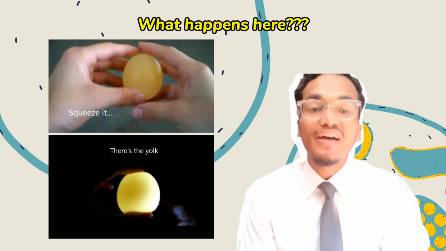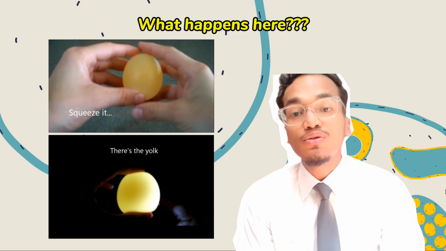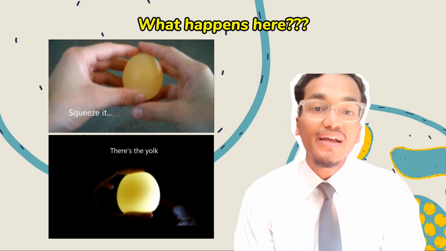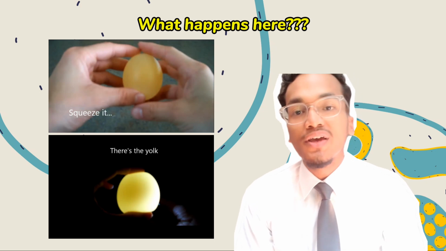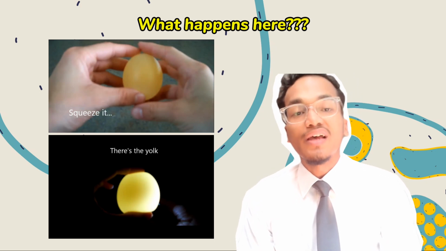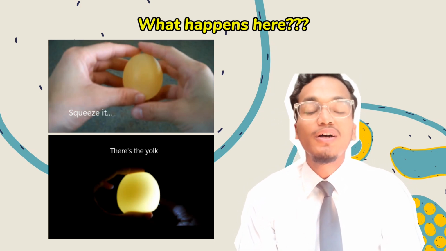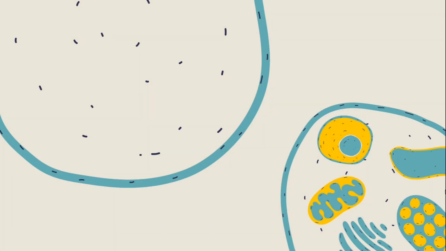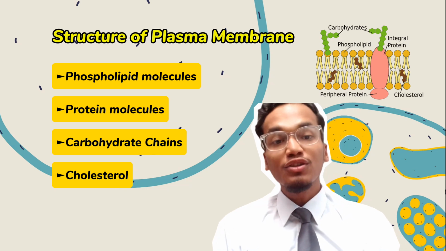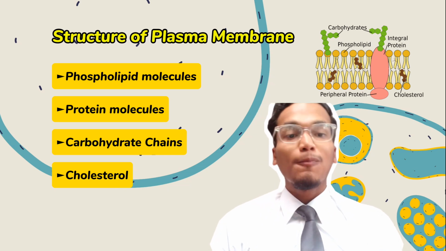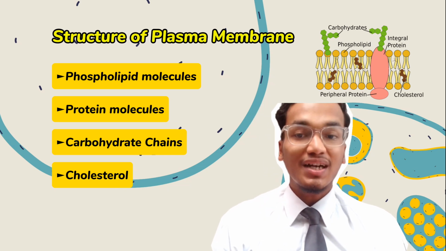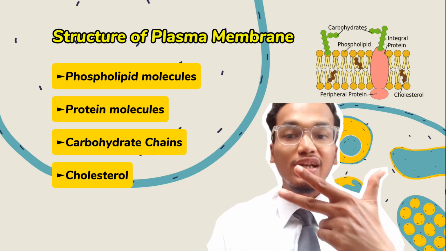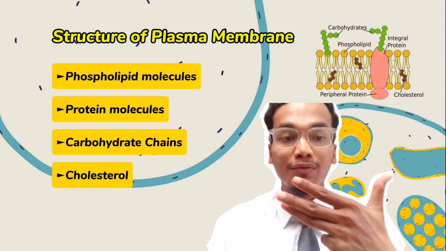By looking at the egg experiment, we can get a glimpse into the fascinating world of the plasma membrane, which plays crucial roles in protecting our cells and also regulating our interaction with the environment. Now that we have this analogy in mind, let's dive deeper into the structure and function of the plasma membrane. So, let's go deeper into the structure of the plasma membrane. The plasma membrane consists of four main structures: phospholipid molecules, protein molecules, carbohydrate chains, and lastly, cholesterol.